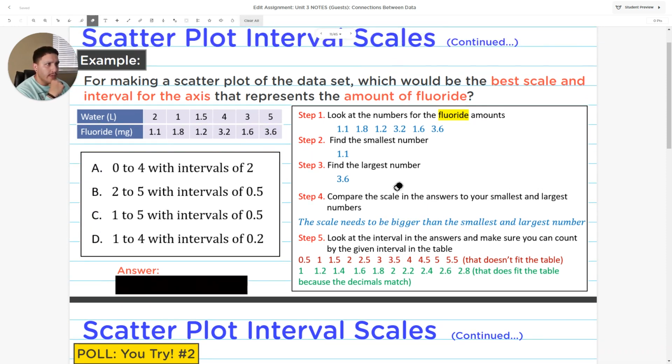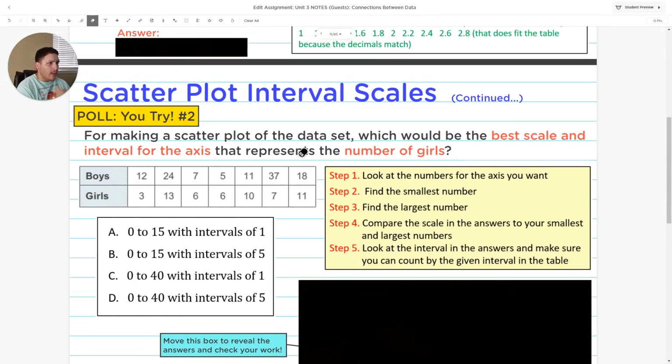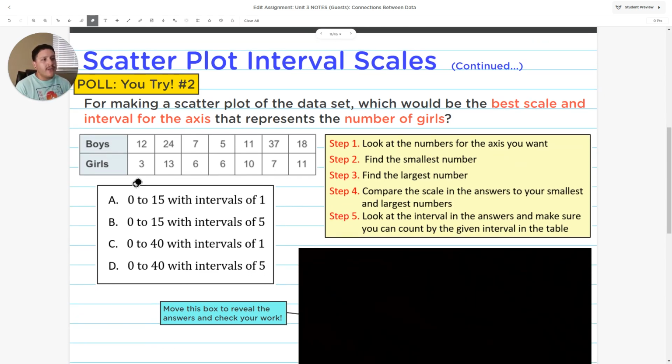And that's it for this example. Okay. Again, if we were doing this in class, we would have a poll for it, but since I'm making a video over this, pause the video, read through the problem, follow the steps, and see if you can match the correct scale and interval for this problem.